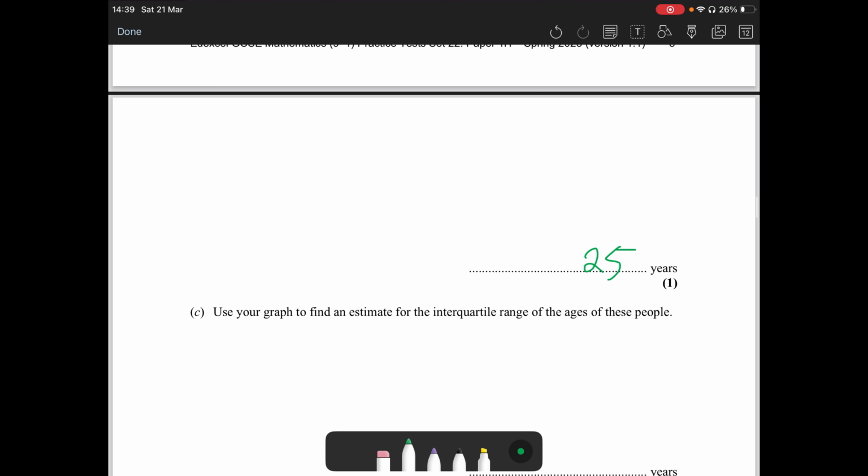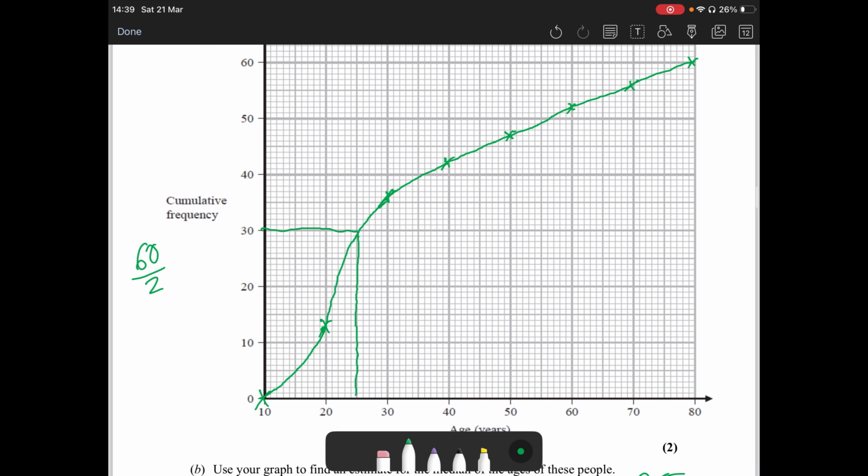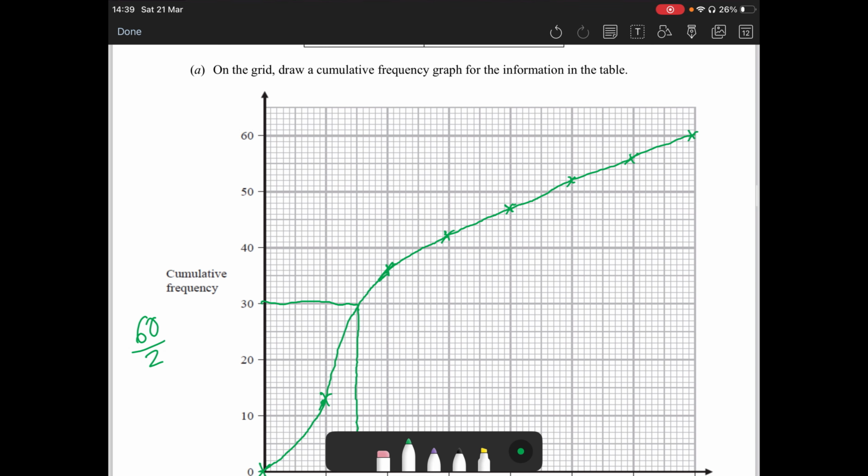25 years old is the person in the middle. Now, the interquartile range. Remember, think, what does quartiles mean? What does that rhyme with? What quarter? Rather than the median, which focuses on the middle person, for the quartiles you take your total amount, 60, and you divide by 4. So instead of counting ones, we're counting 15s.